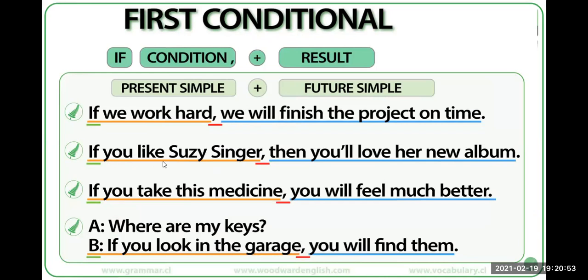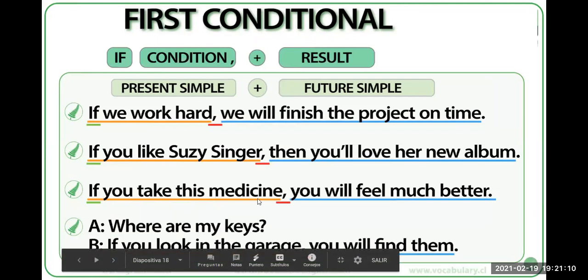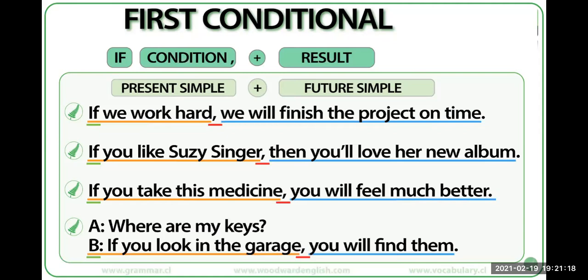Okay, so if you like Susie Singer, she is a singer, then you will love her new album. So, es una suposición. Si te gusta esta cantante, vas a amar su próximo álbum. Okay? Number 3, it says, if you take this medicine, you will feel much better. Okay? Si tomas esta medicina, te vas a sentir mejor en el futuro, ¿cierto?